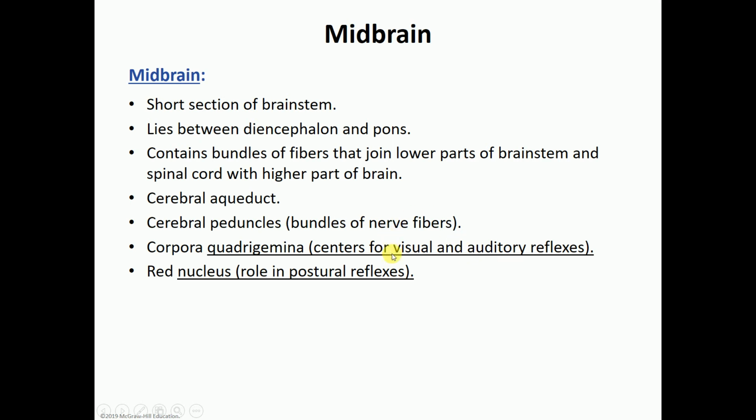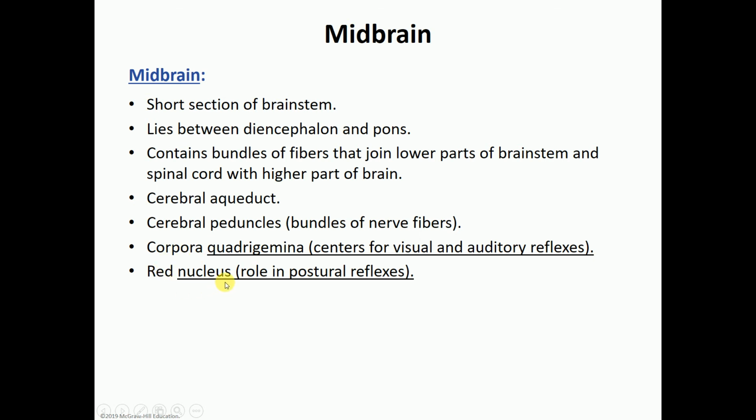So think of the blinking reflexes, and there are other reflexes that happen in the ear as well, especially if we are exposed to very loud noises. These reflexes happen in order to protect the ear. The centers for those reflexes are found in the corpora quadrigemina of the midbrain.